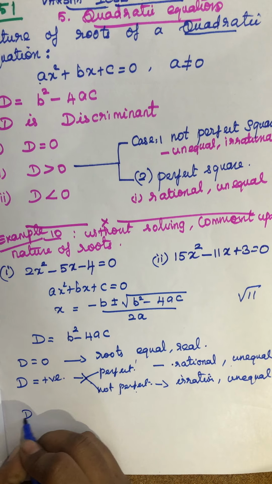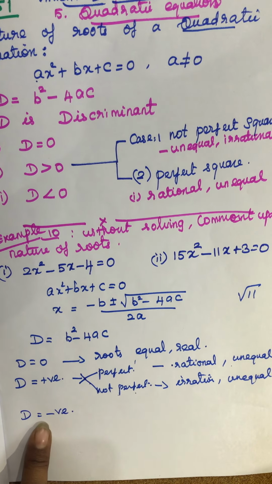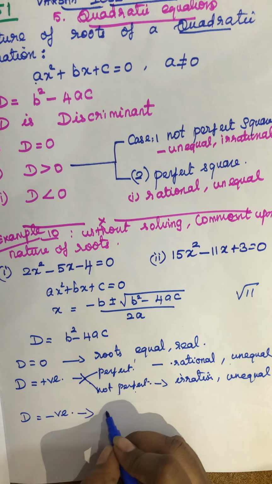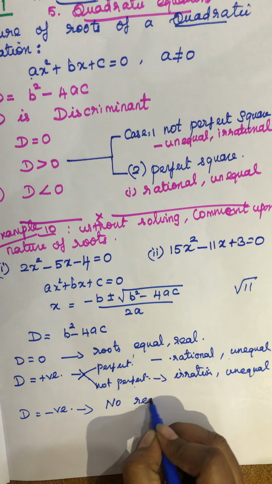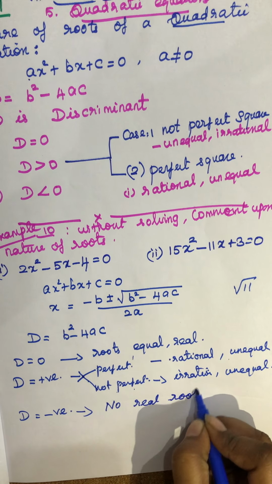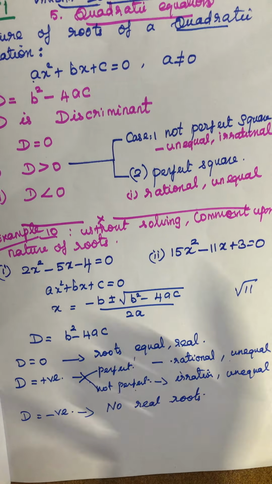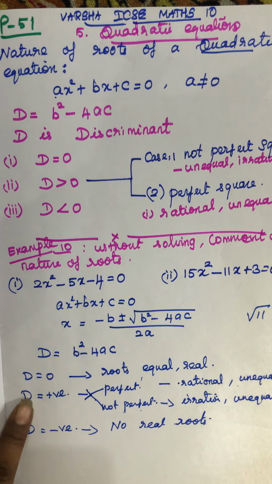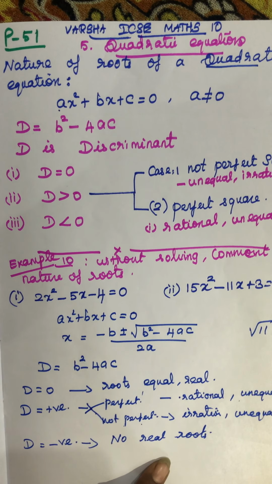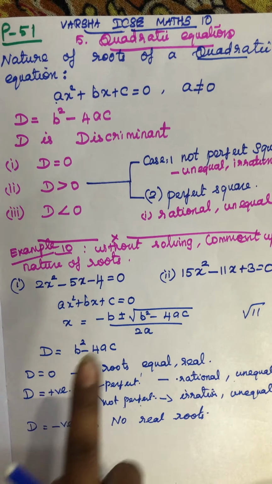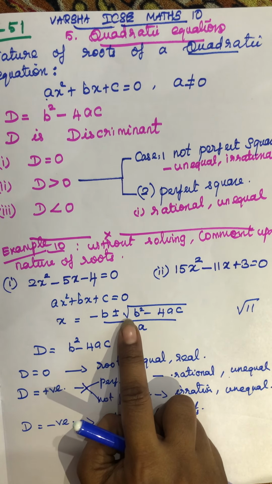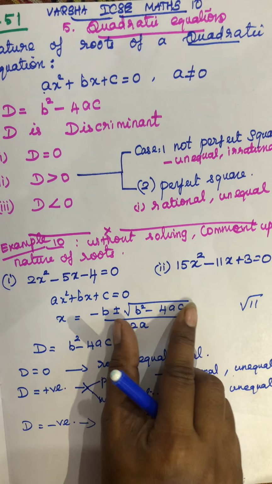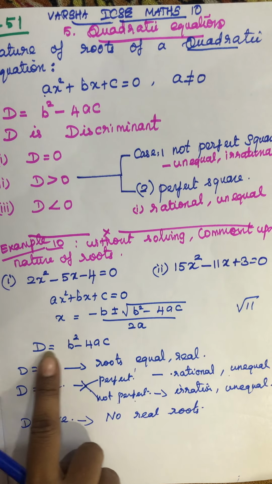And what about negative? If the number under the square root is negative, then it has no real roots. No real number, so that is a complex number, which you will study in your higher studies. Okay students, these are the first 3 important things. This b² − 4ac, under the square root, decides the nature of the roots, so it is called the discriminant.